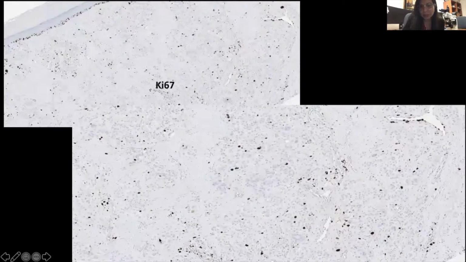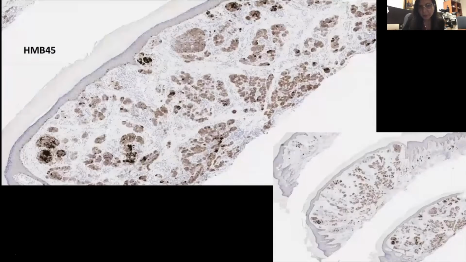And Ki67, this is an outside submitted case, so we couldn't do the double stain here. The outside lab did only pure Ki67, but you can appreciate some of these big nuclei of the atypical melanocytes are positive for Ki67, showing a higher proliferating rate. And HMB45 showing patchy expression, some stronger and some weaker. We don't see any nice maturation pattern with loss of HMB45 expression with downward descent.